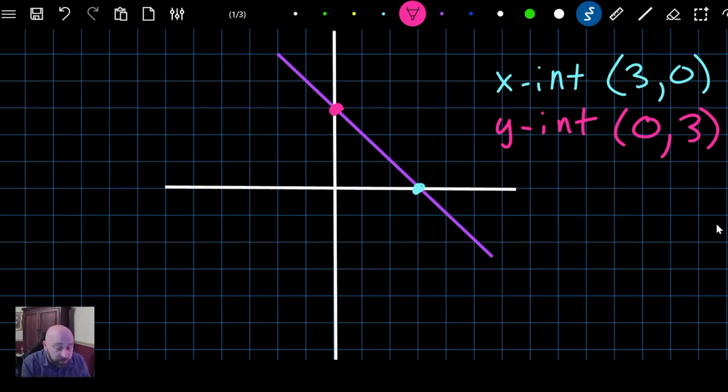So this one was 3 on both. So 1, 2, 3 on the x. There's your point. 1, 2, 3 on the y. There is your point there. Okay. So that's our x-intercept and our y-intercept.